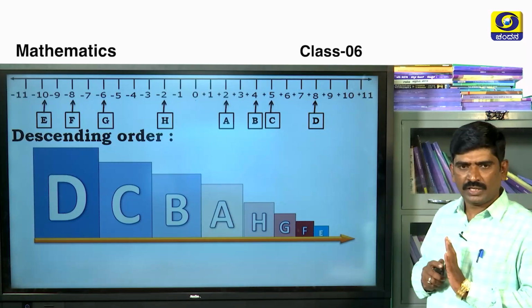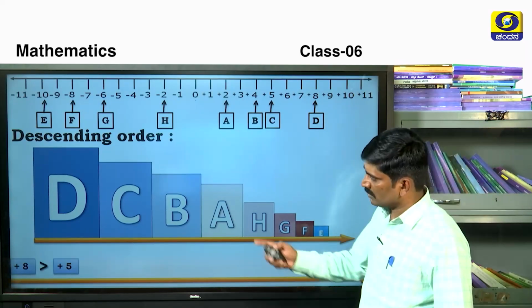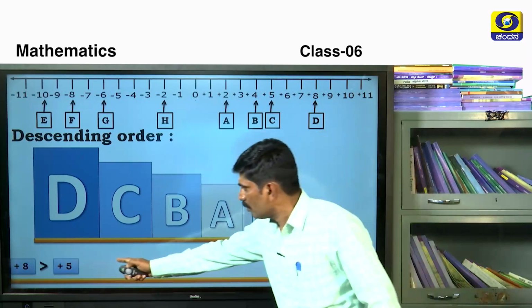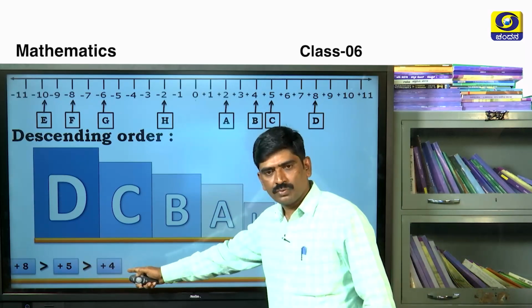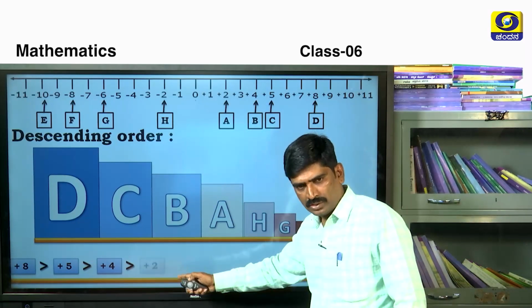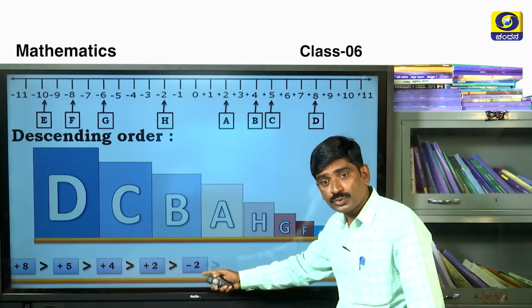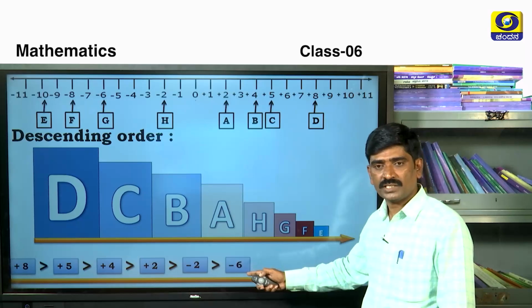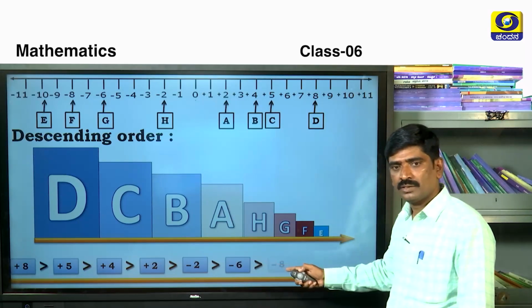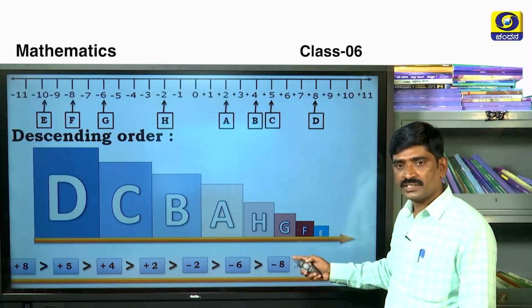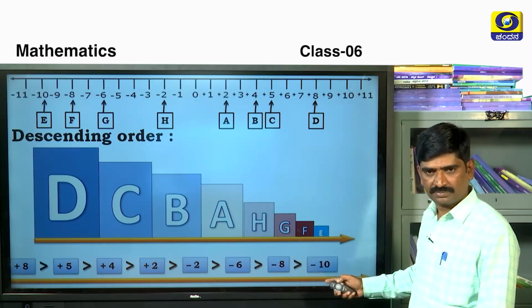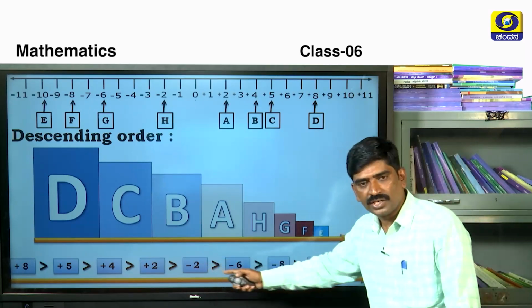If we take their values, then what happens? Plus 8 is greater than plus 5, plus 5 is greater than plus 4, plus 4 is greater than plus 2, plus 2 is greater than minus 2, minus 2 is greater than minus 6, minus 6 is greater than minus 8, minus 8 is greater than minus 10. Okay, this is the decreasing order.